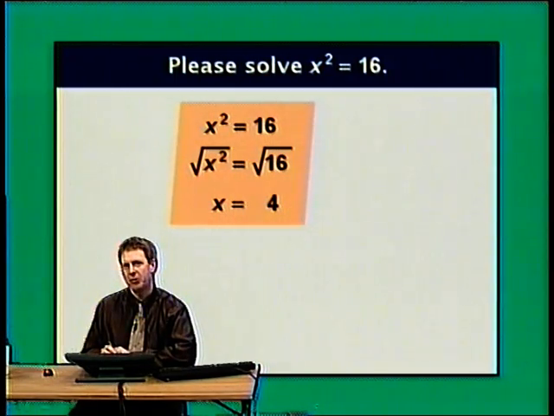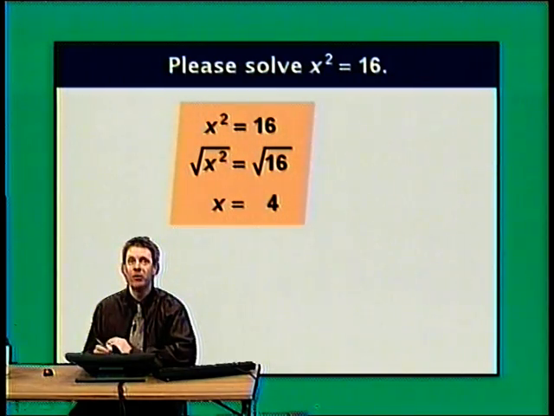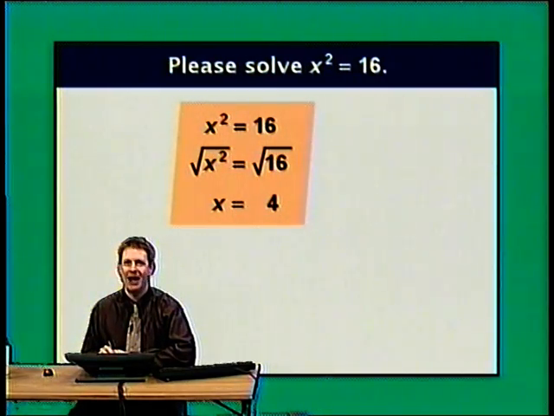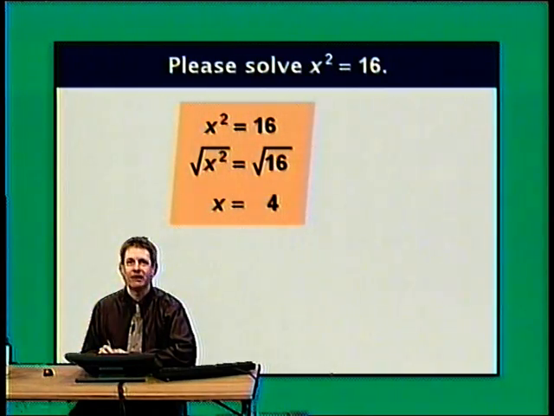Well, look at this proposed solution. X squared equals 16. Let's square root both sides, and then we're left with x equals 4. Well, what's wrong with this? Well, let me count the ways. The first thing that's obviously wrong with it is that we don't have both of our solutions. There's two numbers I can square that give me 16, both positive 4 and negative 4.